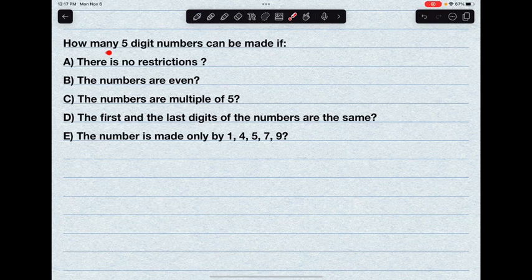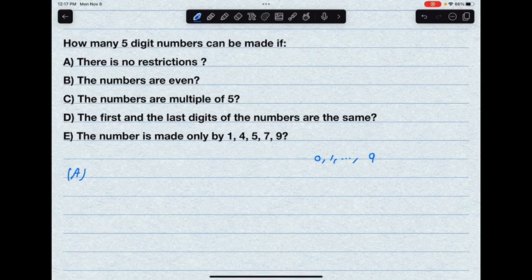How many 5-digit numbers can be made if, part A, there's no restriction? Okay, so it is like we're making words with some given letters, but here we're going to work with digits. For part A, how many digits do we have? We have 10 digits, 0, 1, 2, up to 9.